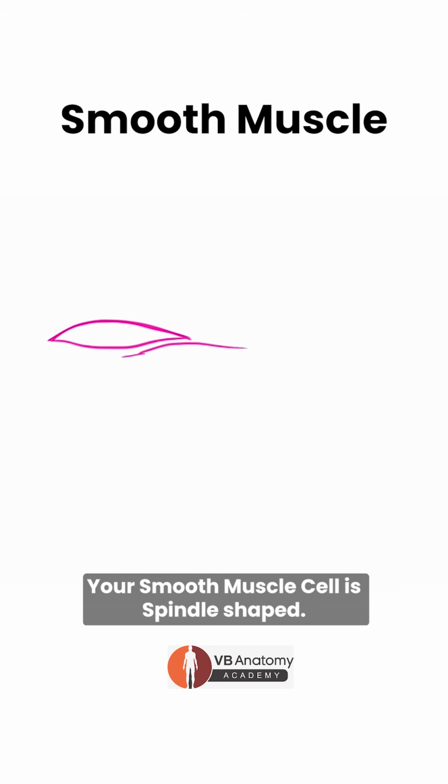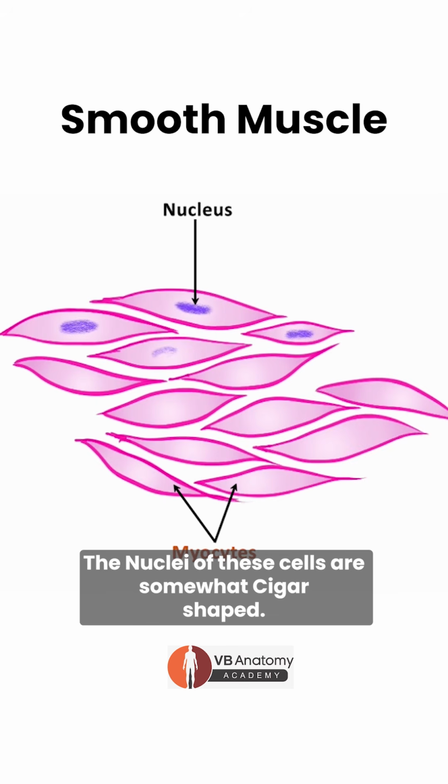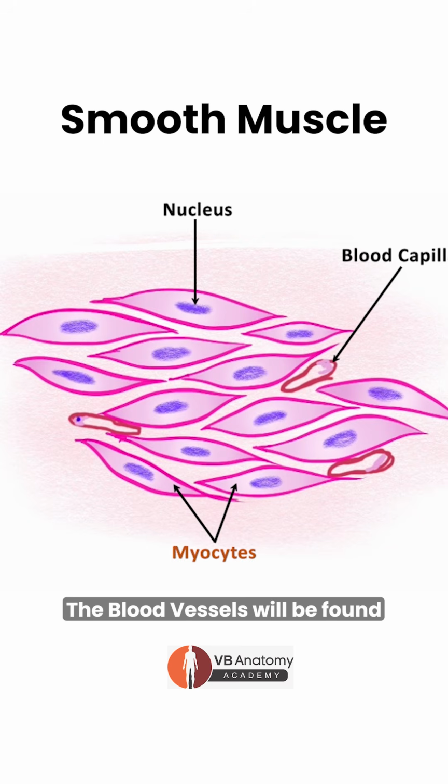We'll now move on to the smooth muscle. Your smooth muscle cell is spindle shaped. The nuclei of these cells are somewhat cigar shaped. The blood vessels will be found in the connective tissue.